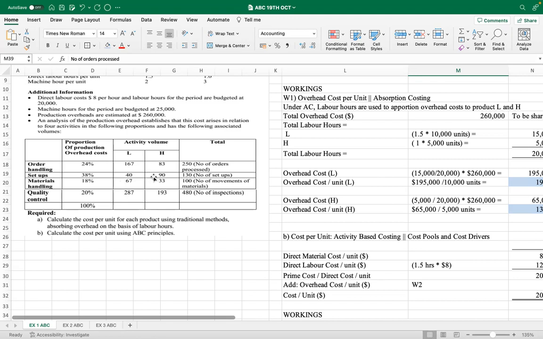Okay, let's move on. So we are on order handling costs, and the number of orders processed is 250. Product L was taking 167, and the other one was taking the remaining.